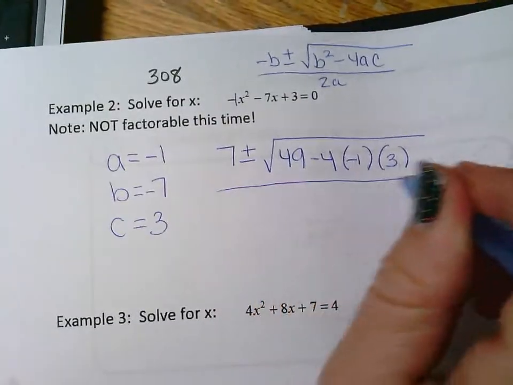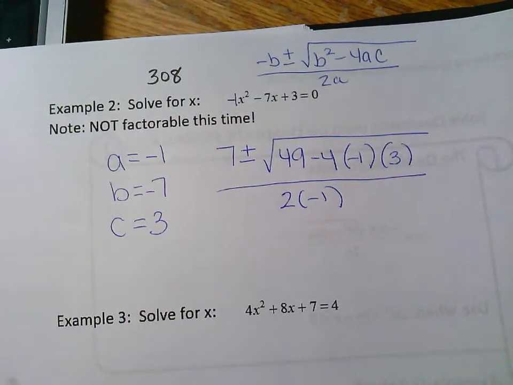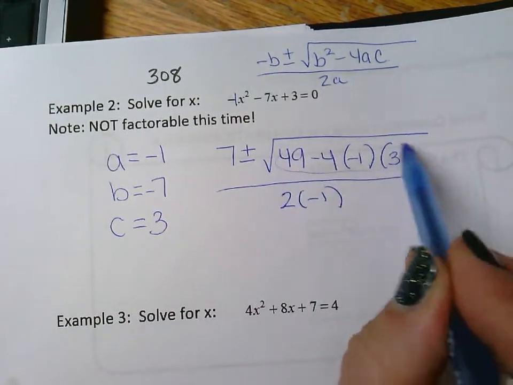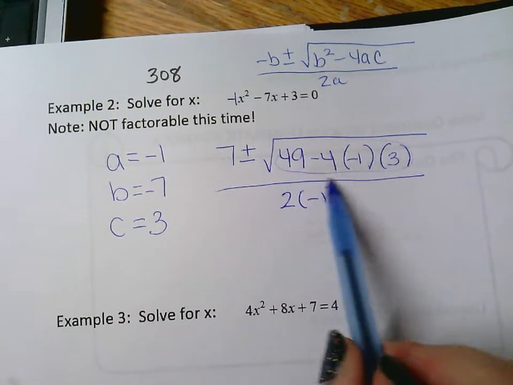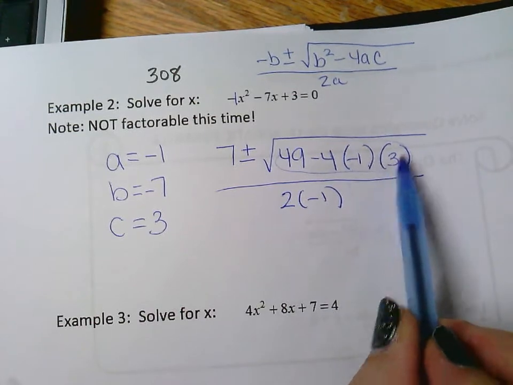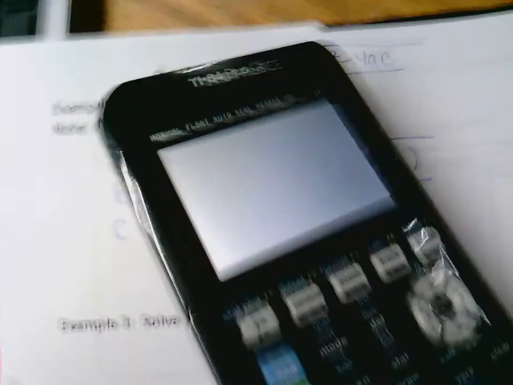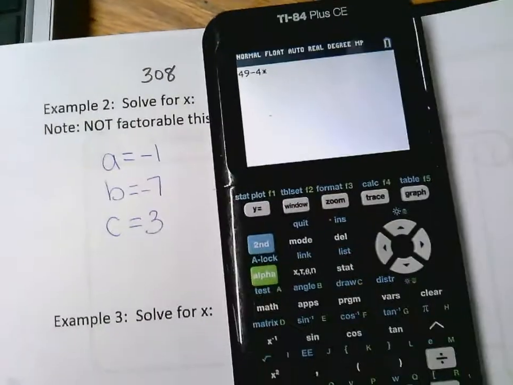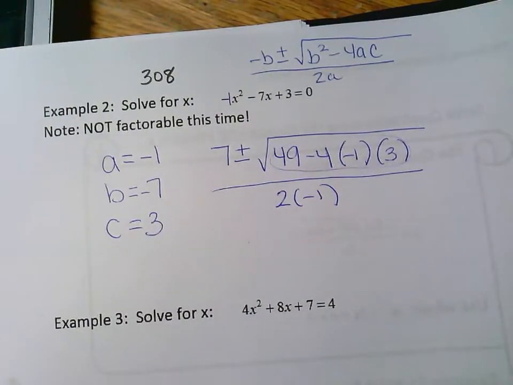All divided by 2a. And 2a in this case is 2 times -1. So I simplify under the square root first. So I'm taking the number 49, and a double negative is actually adding. I'm going to add 12 because -4 times -1 times 3 is actually +12. And if you're not sure, you can do it on your calculator. 49 minus 4 times -1 times 3. So 49 plus 12 is 61.